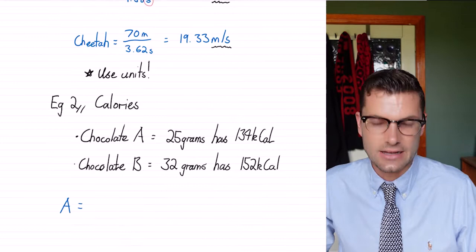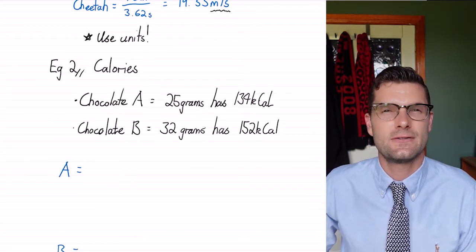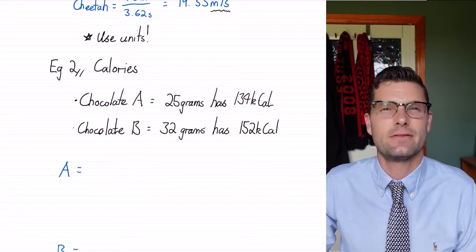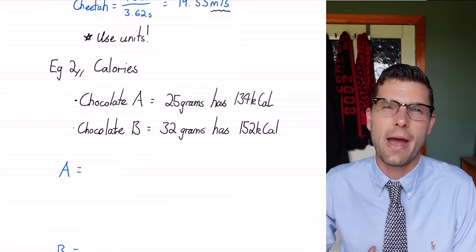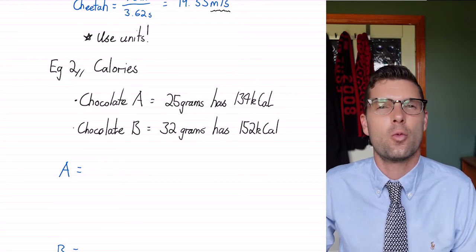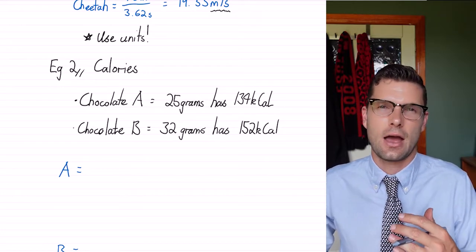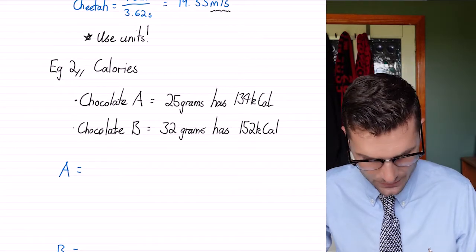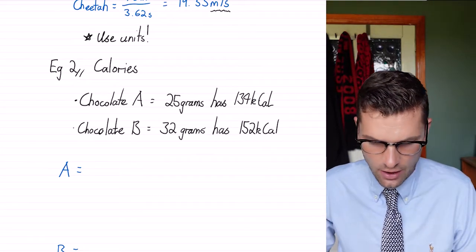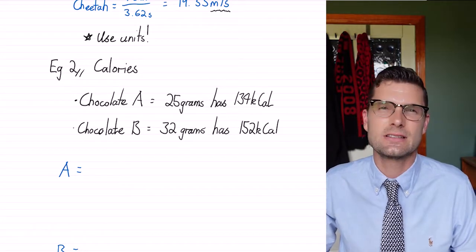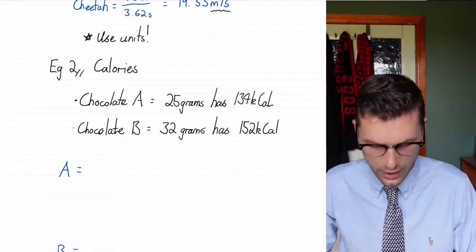Okay. A second example of why this is really important is for something like calories. Okay. Two different companies might have the same amount of information on the back, but it could be for a different serving size. So being able to work out how much nutritional value is in 1 gram of information is really important. So chocolate A has 25 grams, has 134 kilocalories. So we want to find out how many kilocalories in 1 gram.